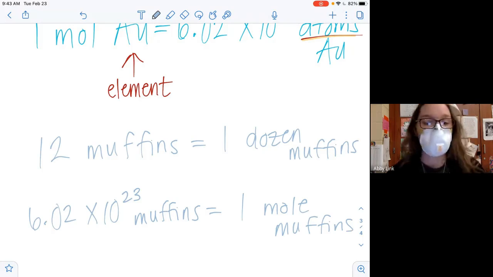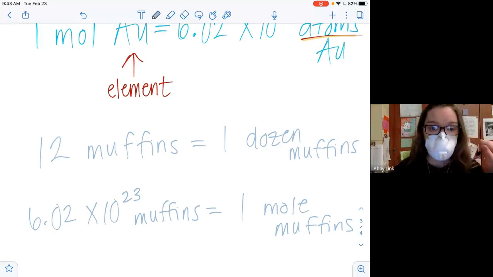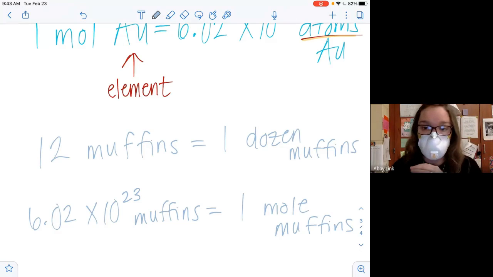All right, so I know that Avogadro's number is massive, A, and B, it's a little bit abstract, right? It's a little hard to wrap our minds around how big that number actually is. All right, but we are going to use Avogadro's number very often to help us go from moles to particles or particles back to moles. Okay, so it's going to be a pretty important number to us. All right, any questions yet on anything we've talked about with Avogadro's number?